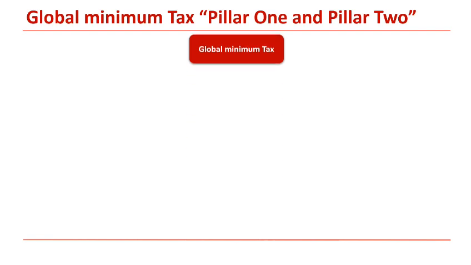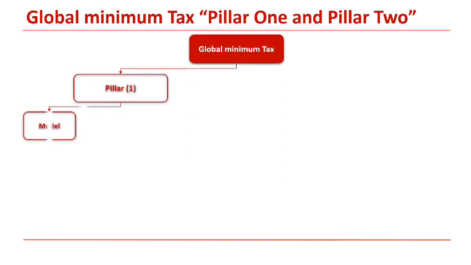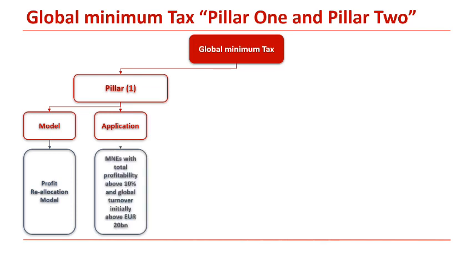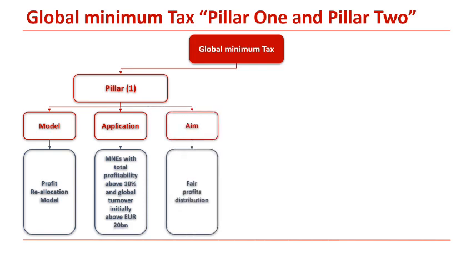So let's start with Pillar 1, which provides a profit allocation model, where the profits will be allocated to the market jurisdictions regardless of any physical presence in those jurisdictions. Also, it will apply to multinational enterprises with total profitability above 10% and global turnover or worldwide revenue of initially above 20 billion euros, trying to ensure that multinational enterprises pay a fair share of tax wherever they operate. Good, that was for Pillar 1.